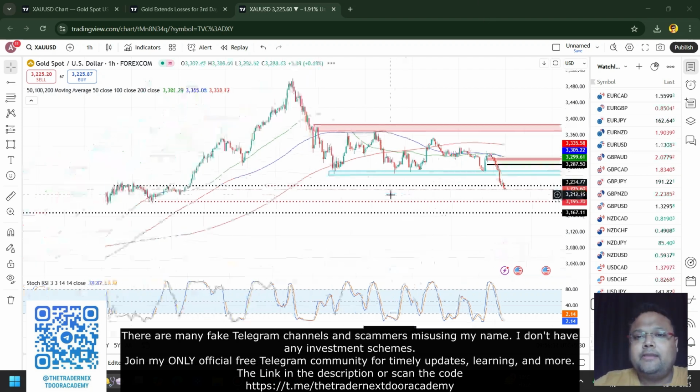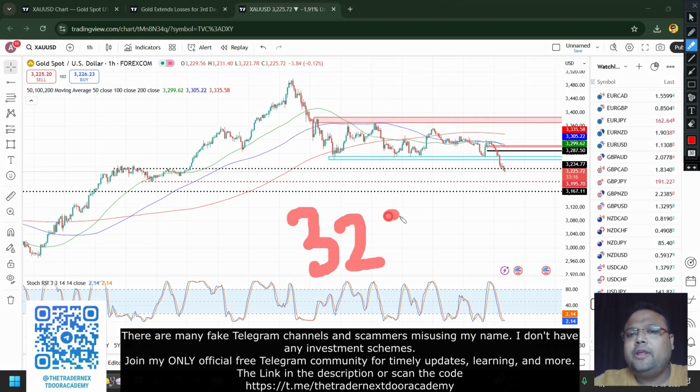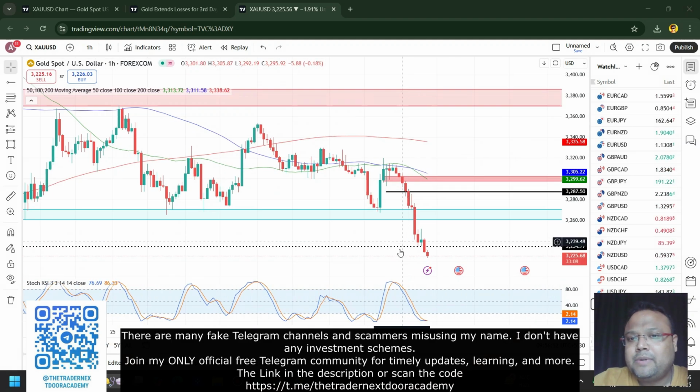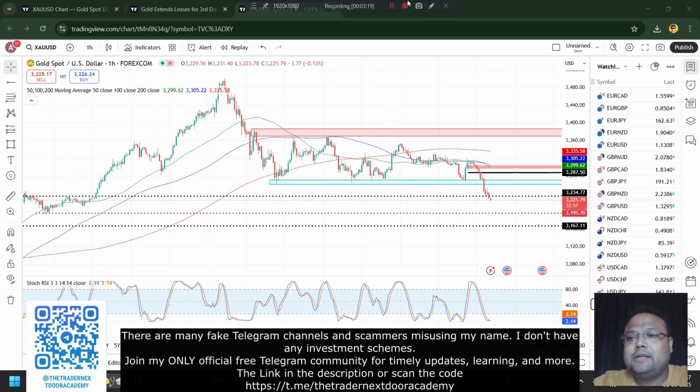Here you can see that the market came to our support around 3231. Remember, the market came to our support at 3231 and bounced also. But as the selling pressure was high, the bounce was not proper. You can see after hitting the support level, the market made a high of 3250.